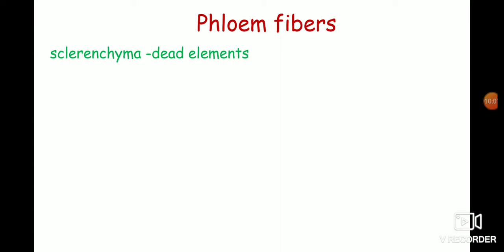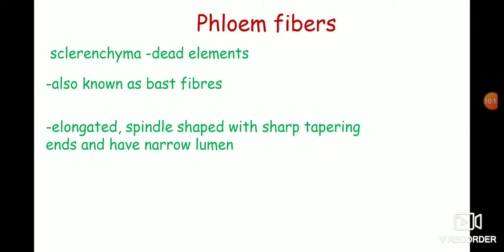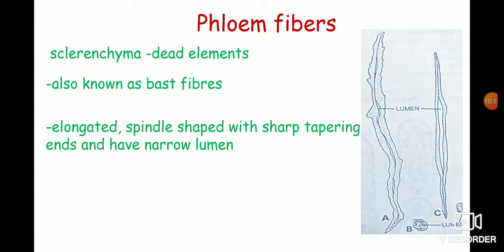that are present in the phloem. These are the dead elements of the phloem. They are also known as the bast fibers. They occur both in primary and secondary phloem. The phloem fibers are elongated, spindle shaped with sharp tapering ends and have narrow lumen. Only simple pits are found on the walls of the phloem fibers.